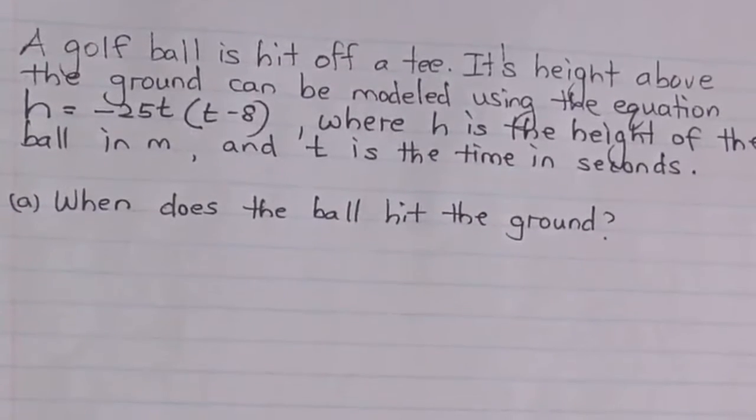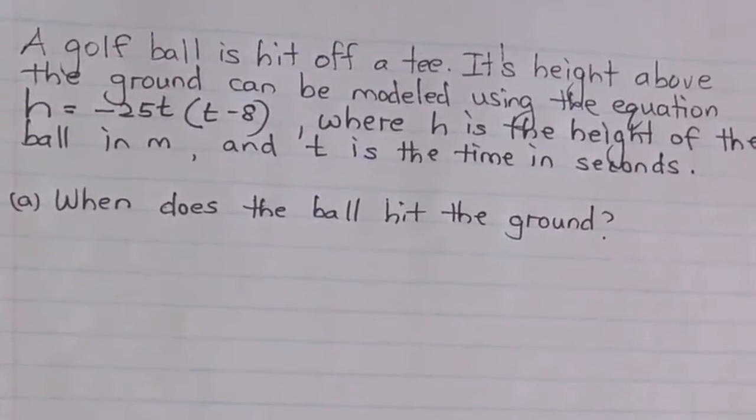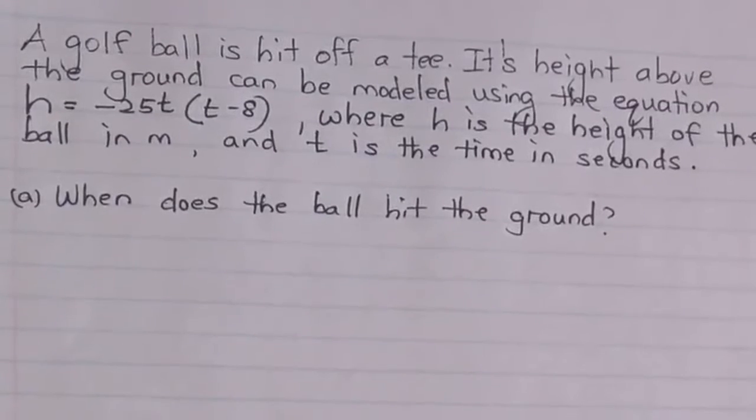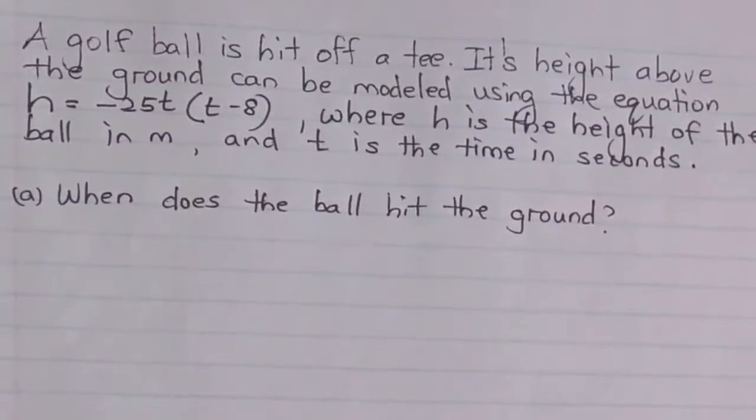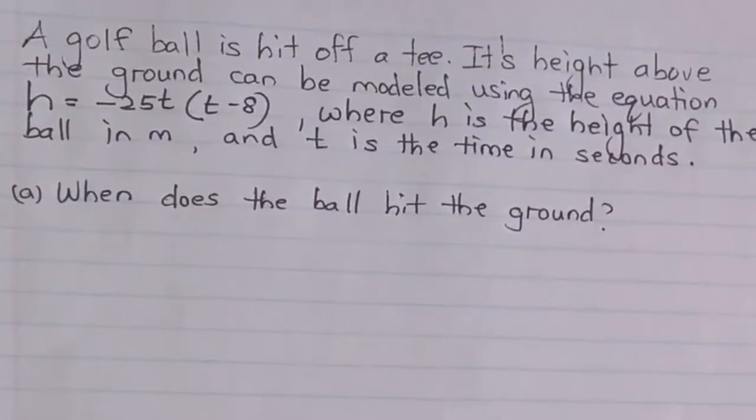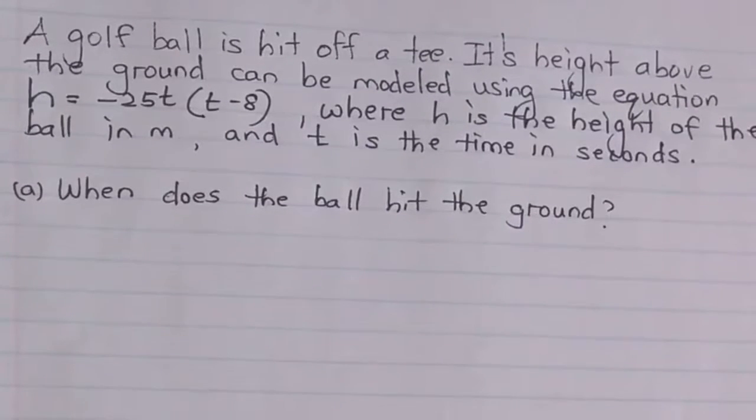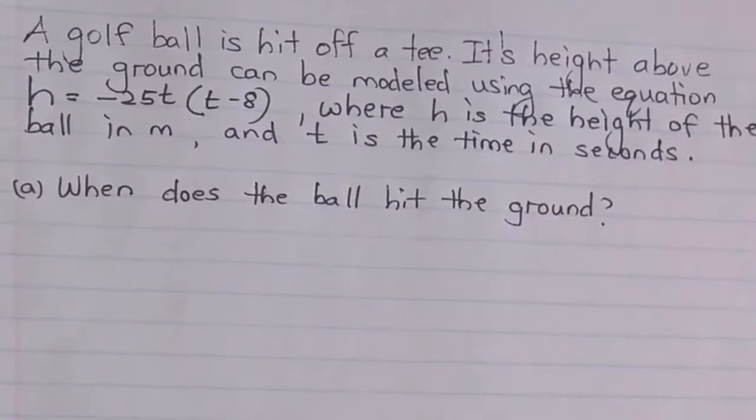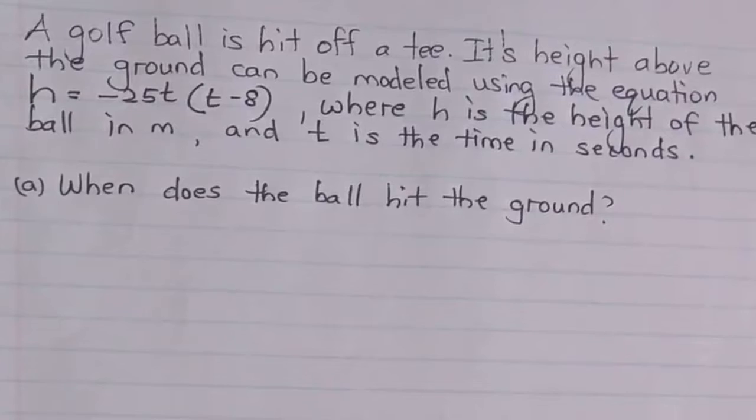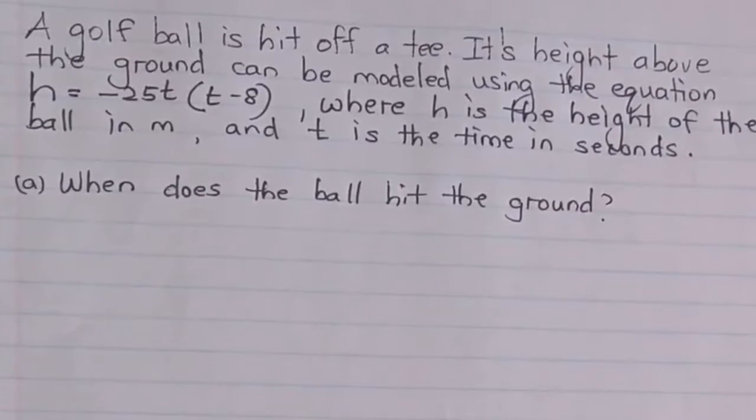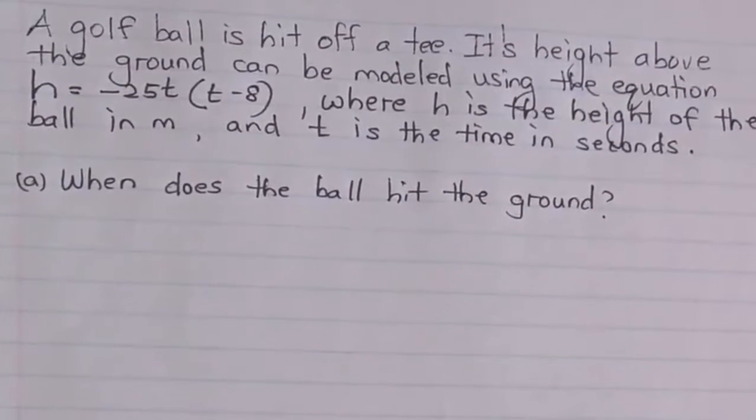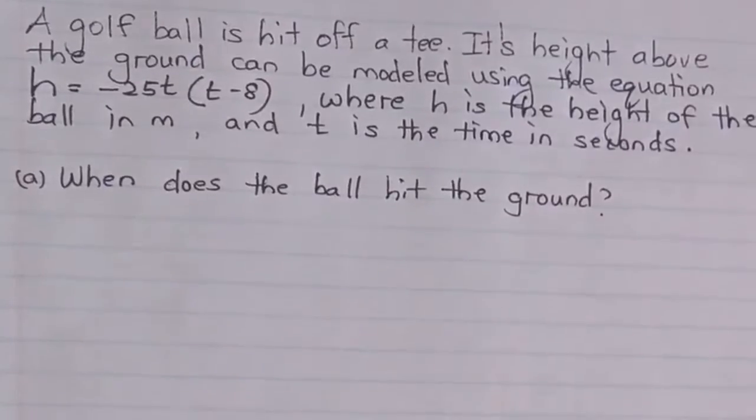Let's solve this problem using our knowledge on quadratic relations and quadratic equations. A golf ball is hit off a tee. Its height above the ground can be modeled using the equation h equals negative 25t times (t minus 8), where h is the height of the ball in meters and t is the time in seconds. When does the ball hit the ground?